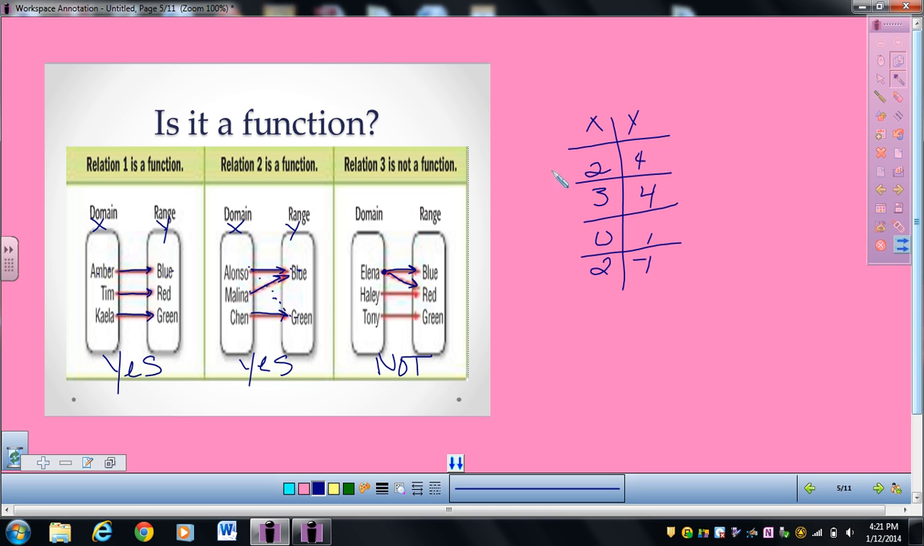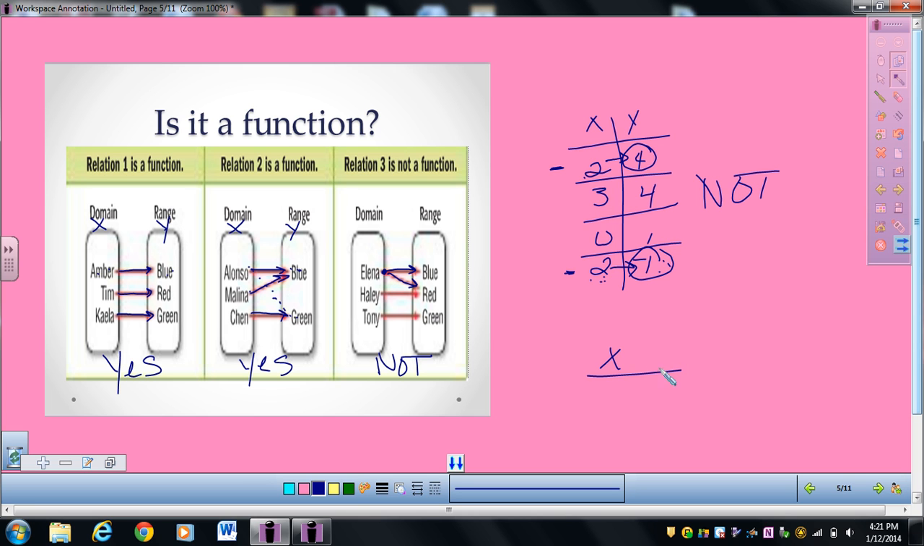Check this out. I've got a 2 here and a 2 here. This 2 says y is 4, but that 2 says y is -1. That would make it not a function because you've got 2 different things here for 2. You've got a 4 and a -1. And because you've got 2 different y values for that same x value, because that didn't change, 2 is still 2 down here, that makes it not a function.